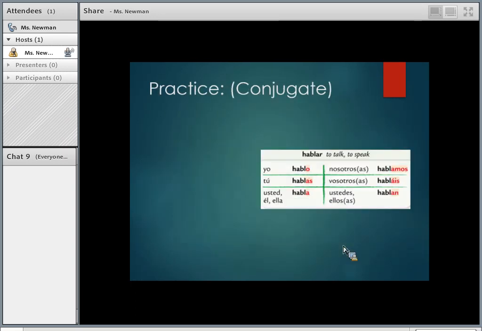Okay, let's do some practice. So you're going to practice conjugating, right? You're going to conjugate the verb. So how do you say he speaks? ¿Cómo se dice he speaks? Él habla. ¿Cómo se dice we speak? Let's look at that verb chart. Which one goes for we? How do we conjugate that verb for we? Nosotros hablamos. I speak. Yo hablo.